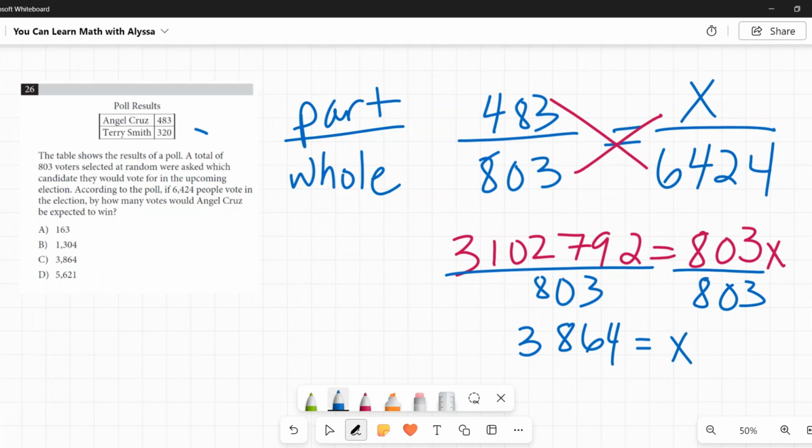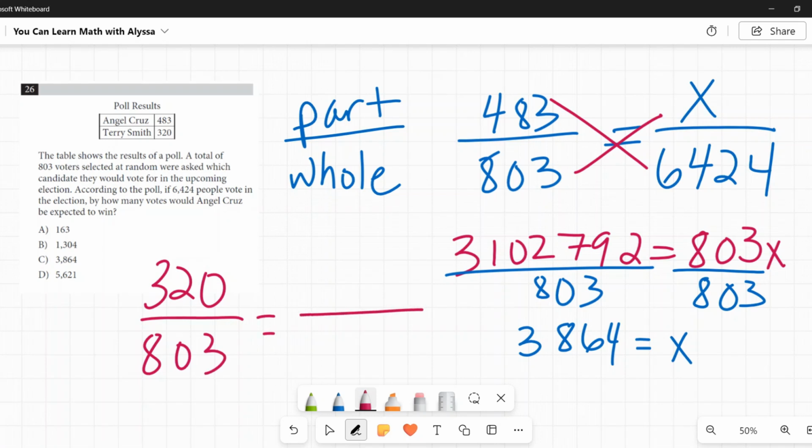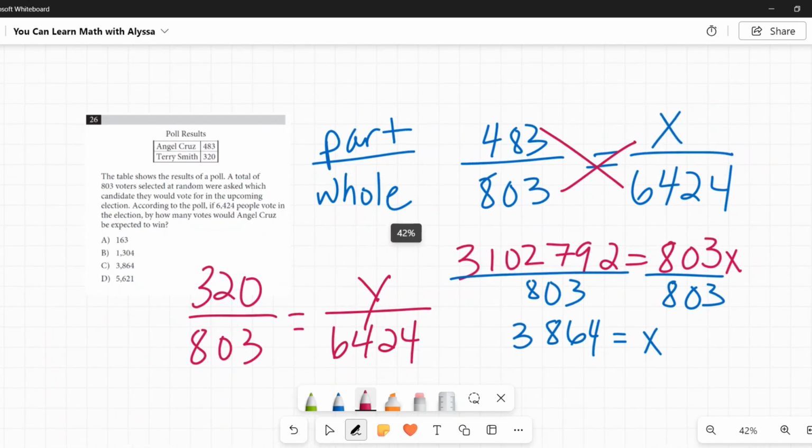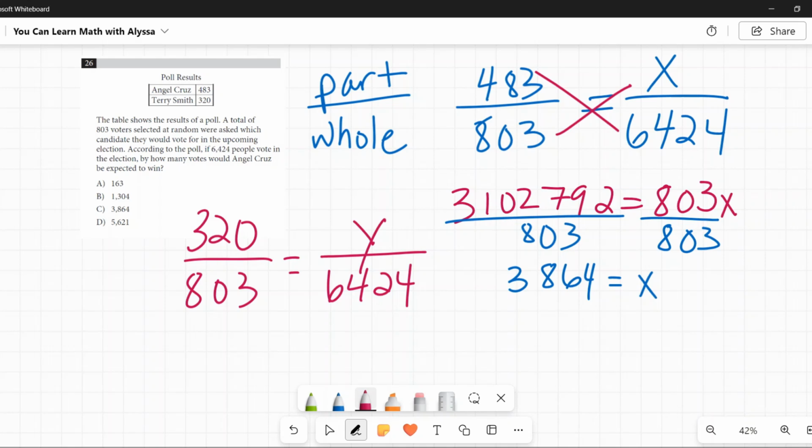Now I would need to find the predicted votes for Terry Smith and find the difference. So the same proportion that I did up here, do it once more for Terry Smith. So his votes, 320 out of 803 voters in this poll. And the prediction is he's going to get, let's call it y, y votes out of 6,424 on the day.